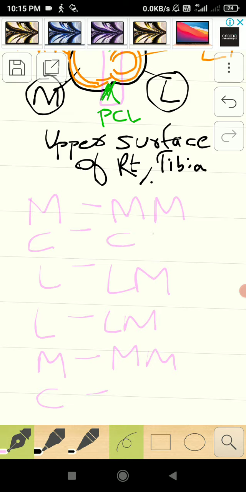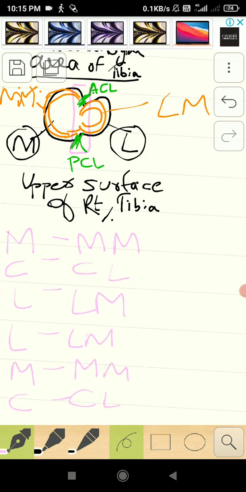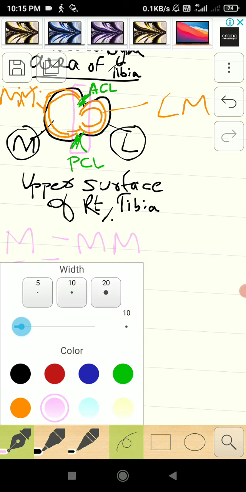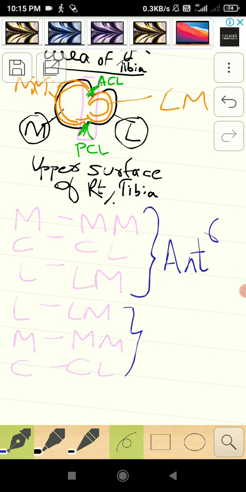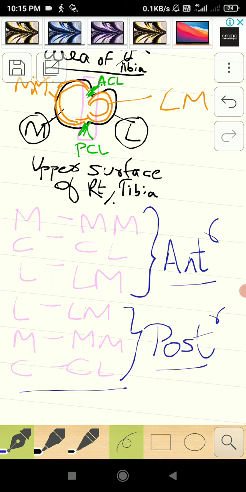C for the cruciate ligament. But we know that there are two cruciate ligaments, okay, the anterior and posterior cruciate ligament. So all that I will do is, I will put a flower bracket for the first three structures, and I will mention as anterior, and I'll put a flower bracket for the next three structures and write posterior. And of course I have to write the full form in the exam to get 5 marks, okay. So here for simplicity purpose I have just written a short form.